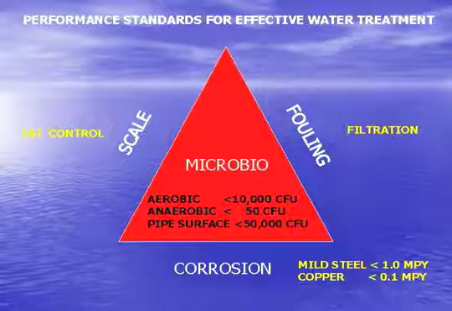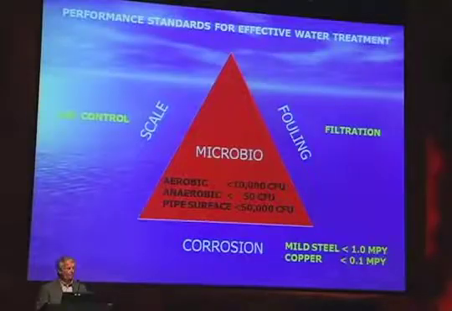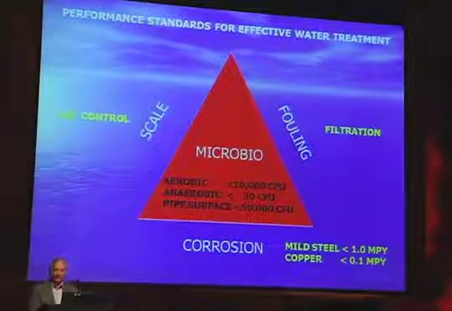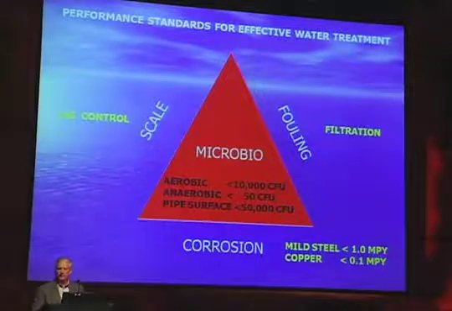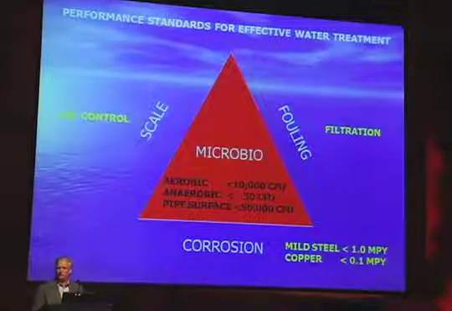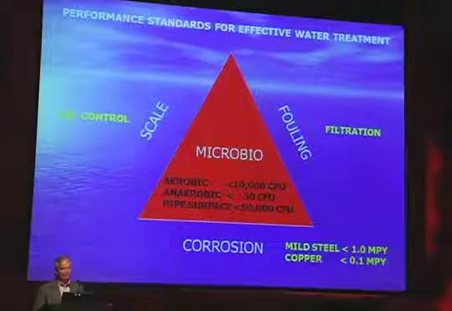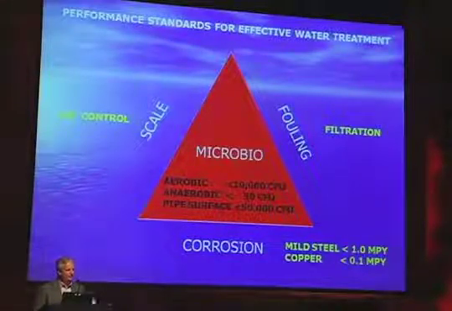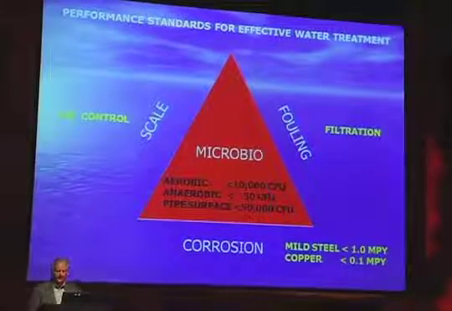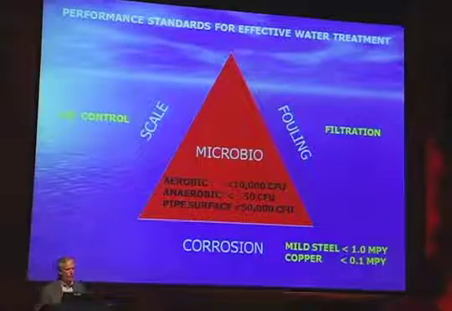Obviously, we want to protect our piping, and we're able to achieve now less than 1 mil per year in steel and less than 0.1 mil per year in copper. Mil per year. A mil is 1/1000th of an inch. So in the case of steel, we can get less than 1/1000th of an inch of corrosion on the steel surface per year. That's pretty low. So the technology is pretty good with that. On copper, it's 0.1 mils per year.